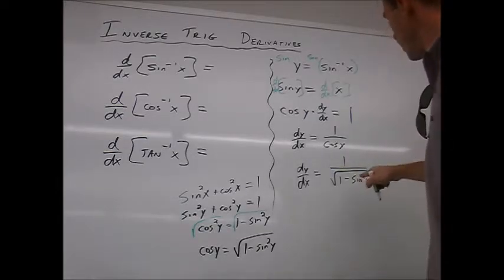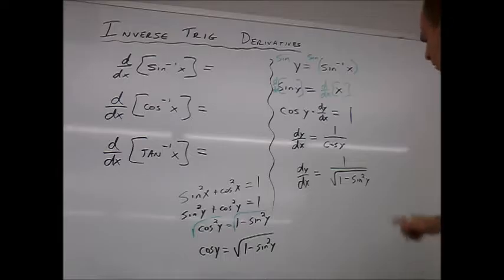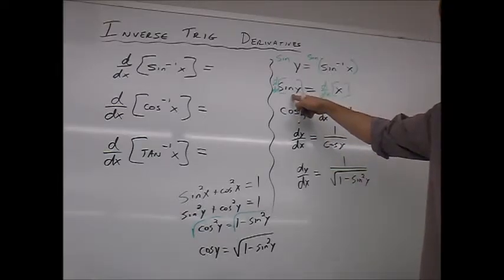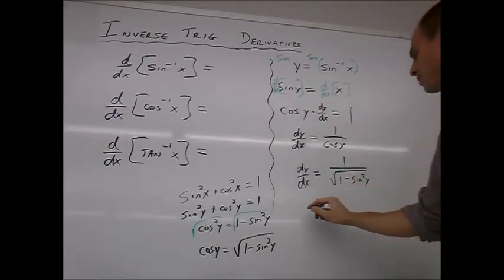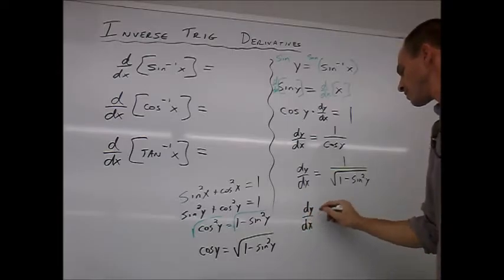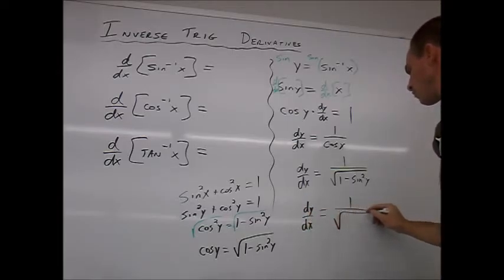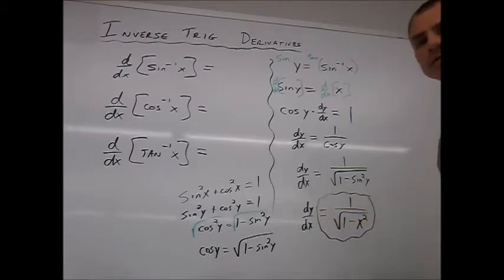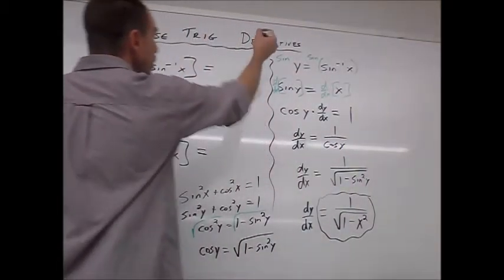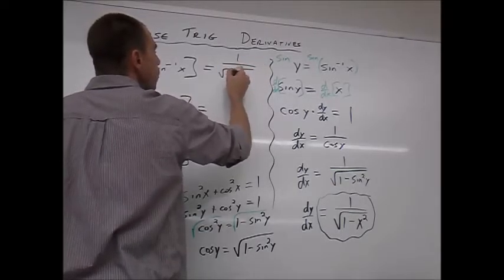Now, right now you're thinking, Sylvain, we still haven't figured out the problem because we still have a y right there. We want to get rid of the y. Well, actually, we don't want to get rid of the y. We want to get rid of the sine of y. If only there was an expression on the board that told us what the sine of y was equal to. Oh, wait, there is. The sine of y is x. So therefore, dy/dx, by substitution, is 1 over the square root of 1 minus x squared. That is your derivative of inverse sine. So let's put that in. 1 over square root 1 minus x squared.